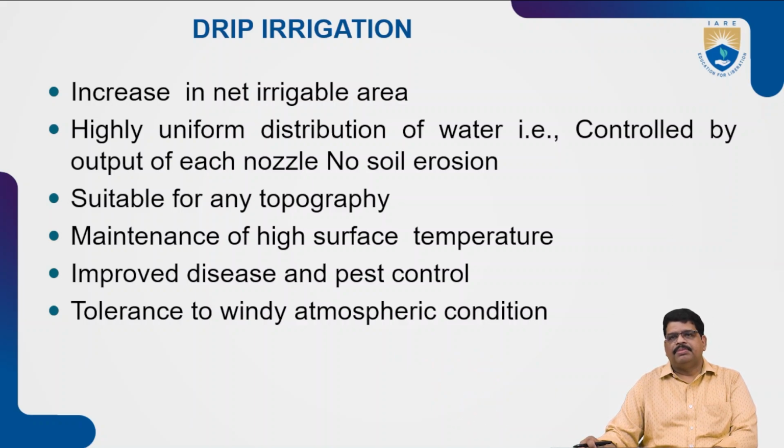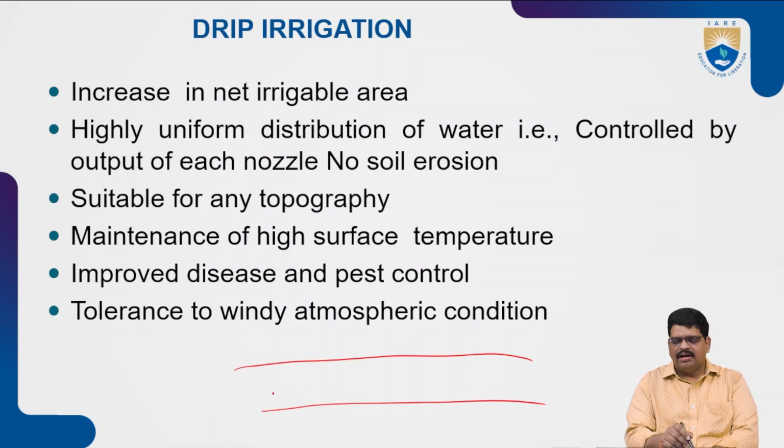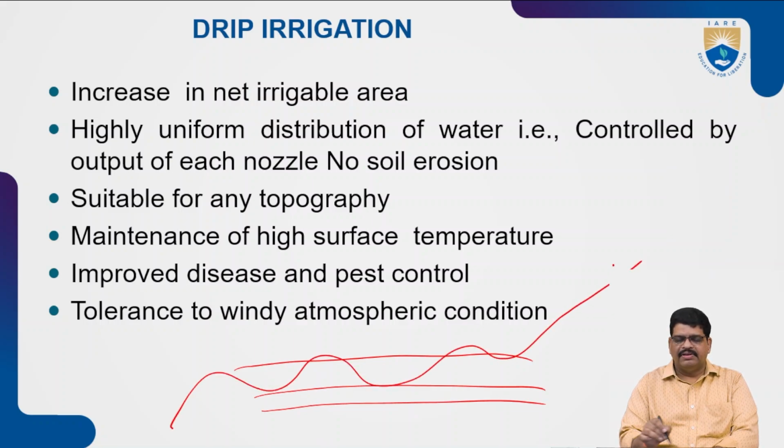Suitable for any type of topography. What is meant by suitable for high topography? In some areas where plants are cultivated, the land level will not always be the same. It may increase or decrease. Such types of areas we have to cultivate by applying the drip irrigation system. How can it be applied? Due to the pipeline system, it can be applied.